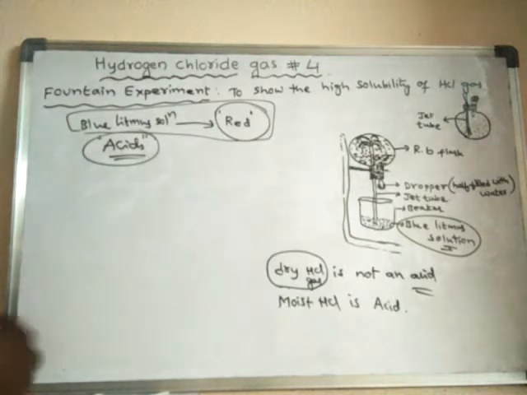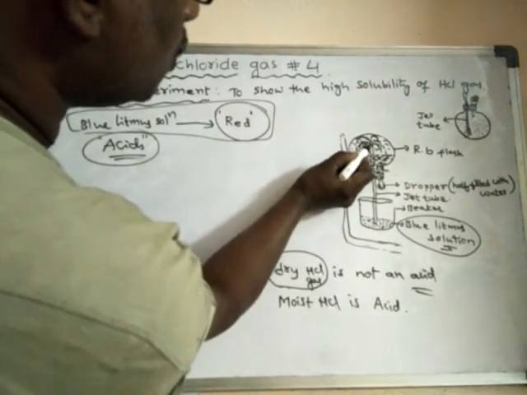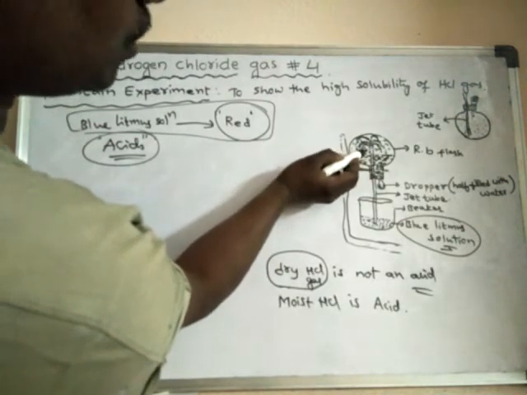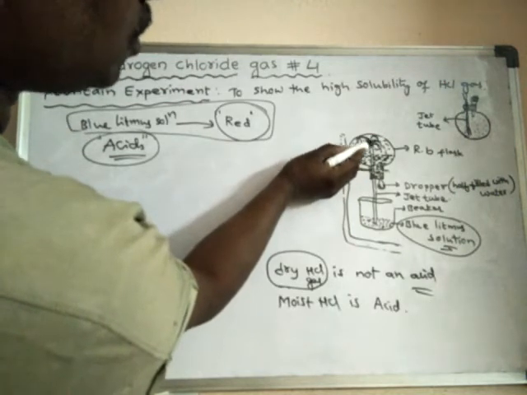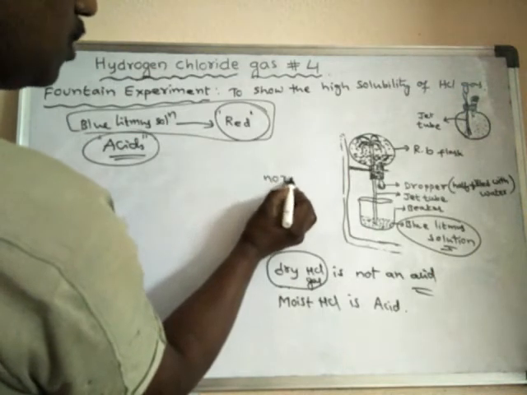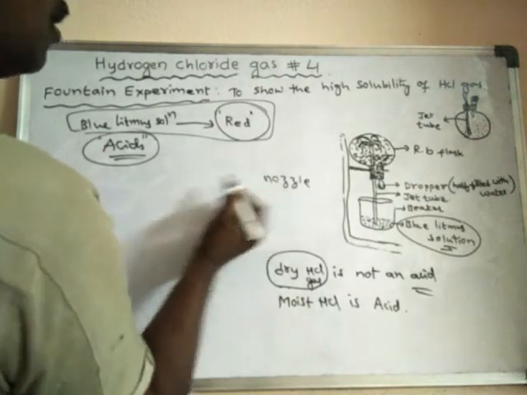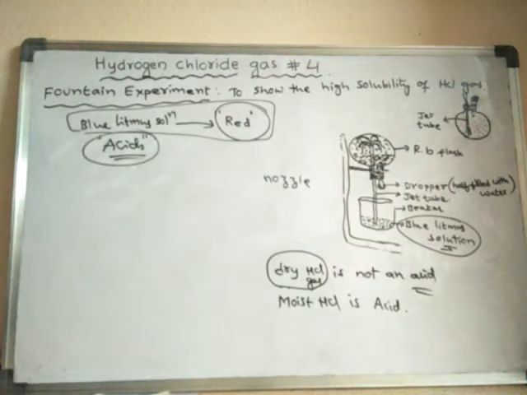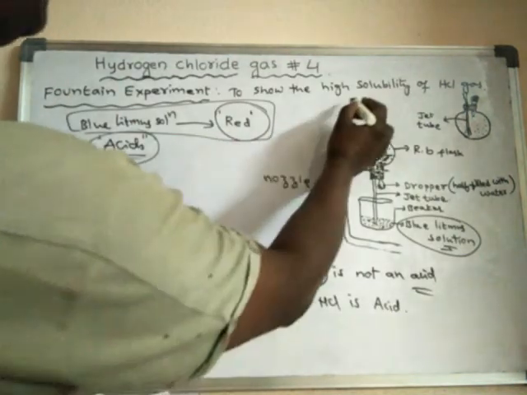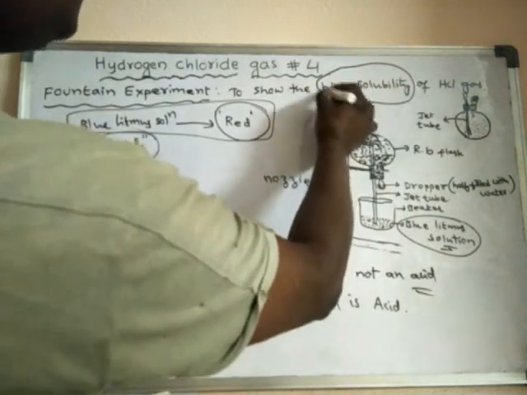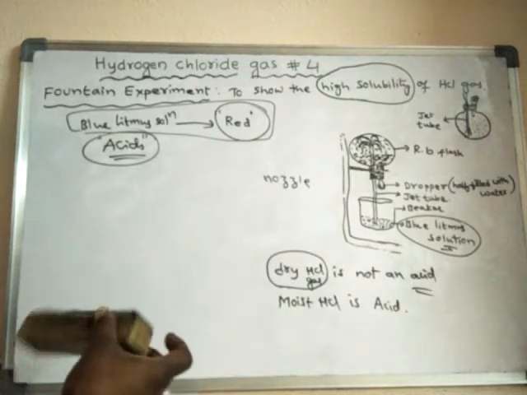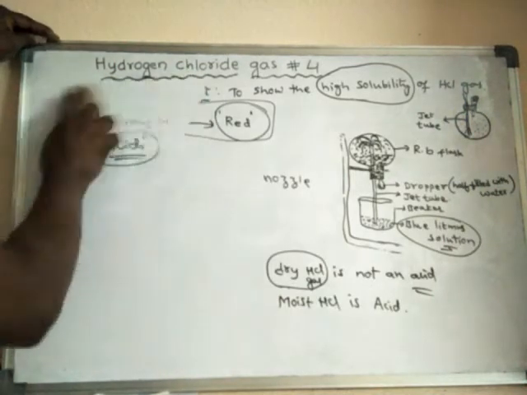Okay, nozzle. There is a nozzle opening here. Through this nozzle, the blue litmus solution will enter into this round bottom flask as a fountain. Nozzle means opening. Okay, right. This experiment is done to show the high solubility of HCl gas. Okay, next. The next physical property is vapor density.